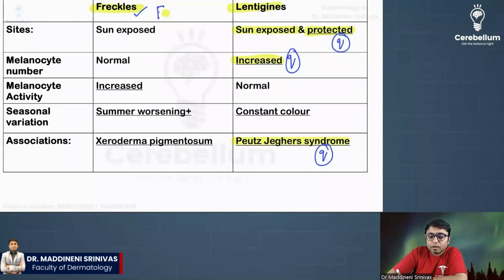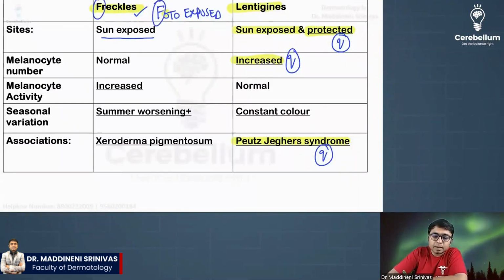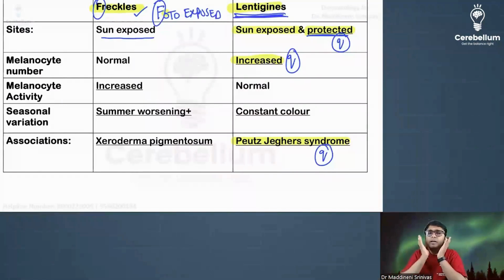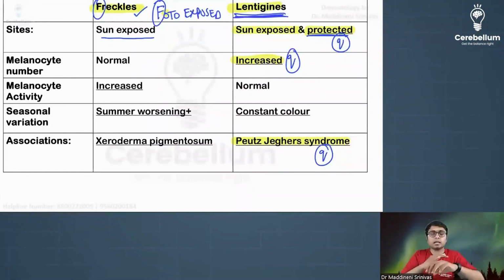So F for photo-exposed areas. Photo-exposed areas are wherever sun rays can fall. In photo-exposed areas, we can see freckles. Lentigines can affect even the sun-protected sites. The photo-exposed areas are the face, neck, and the dorsum of the hands.